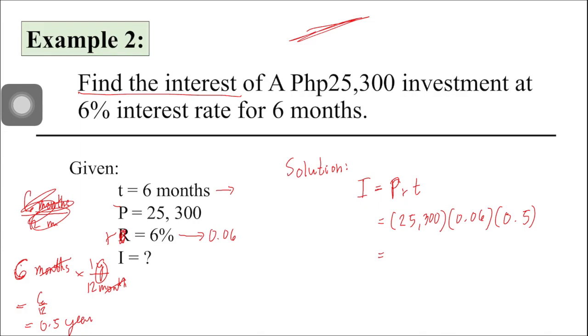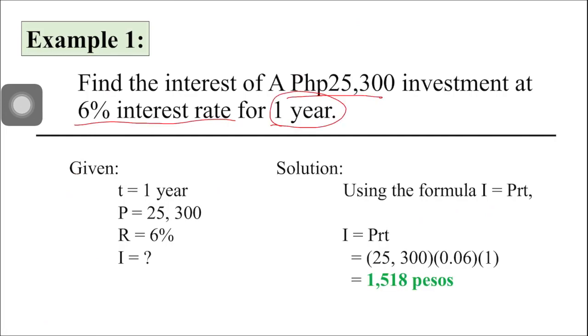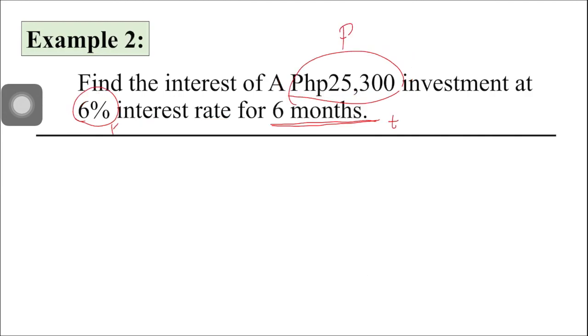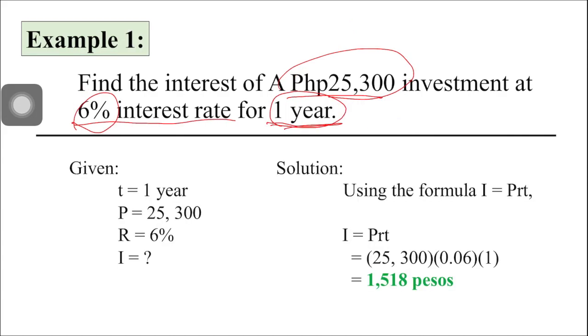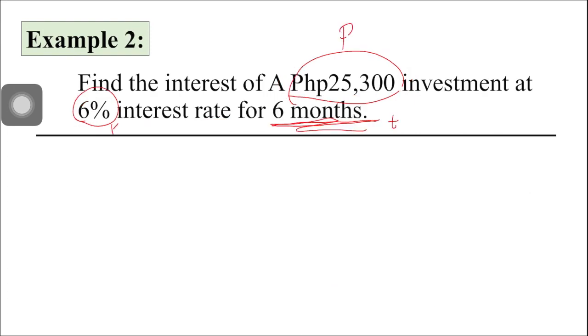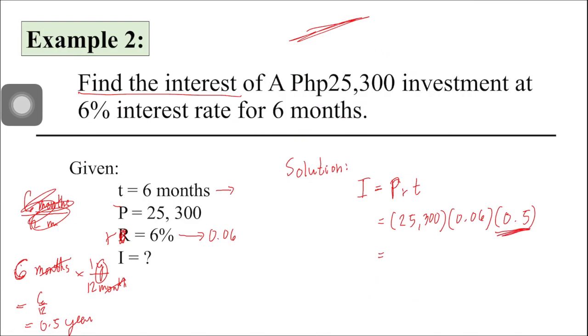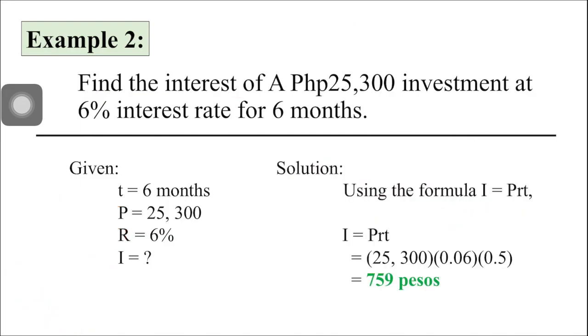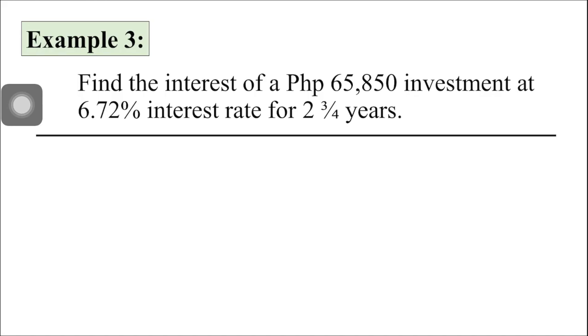As you can observe in our example number 1, they have the same principal and the same interest rate, and the 25,300 was invested for 1 year. In example number 2, it was invested for only 6 months, so our answer should be half. So 0.5 only is our time here. What's the answer? The interest is 759 pesos.